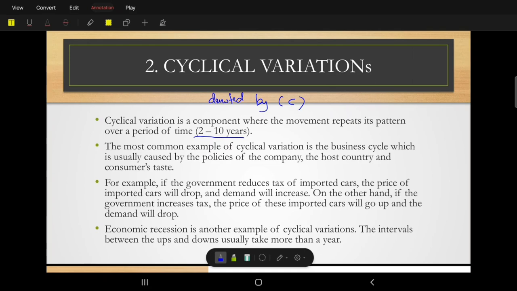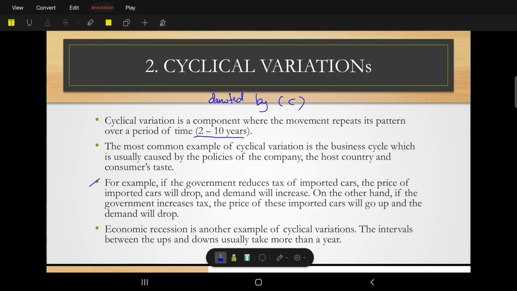The most common example of cyclical variation is the business cycle, which is usually caused by the policies of the company, the host country and consumer states. If the government reduces tax on imported cars, the price of imported cars will drop and the demand will increase. On the other hand, if the government increases tax, the price of these imported cars will go up and the demand will drop.